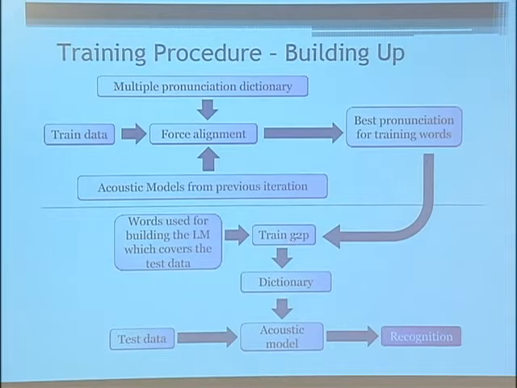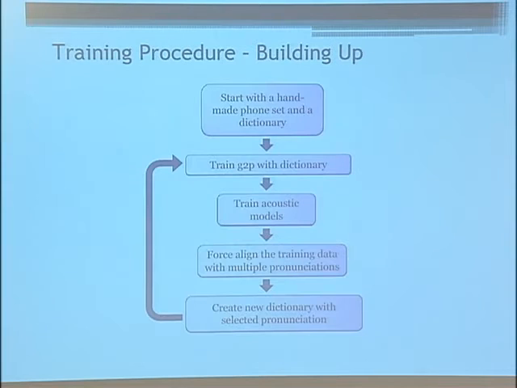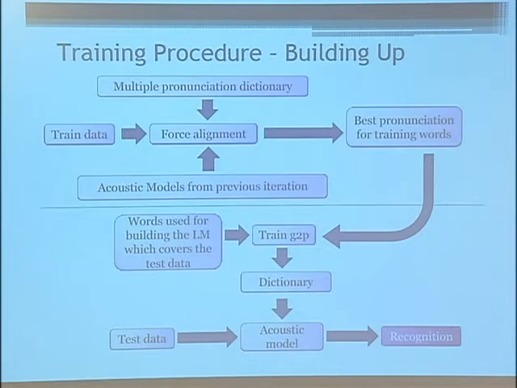So use G2P again to train up in a better way, and then you use the words that are in the LM that covers the test data to generate your dictionary, and then you use the acoustic models and you go ahead. So that's the loop that happens. So you keep doing this loop. The output that comes out of here, the acoustic models, you use these acoustic models, do a force alignment again, find the best pronunciation.